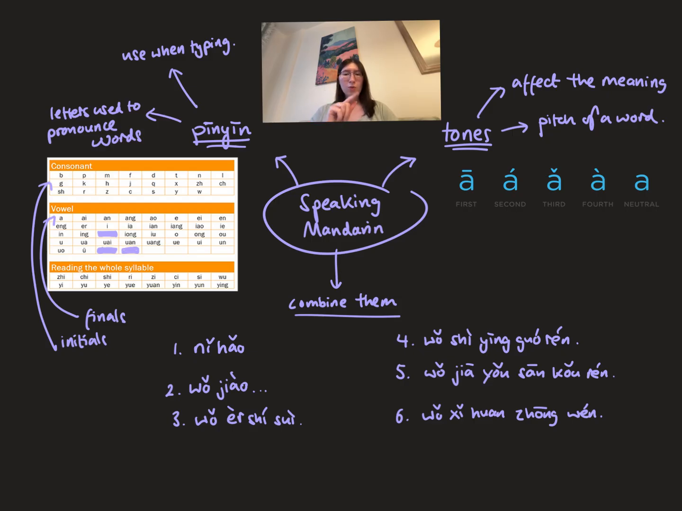Number two, 我叫. So here, 我 is the third tone. But if I'm speaking quickly, I'm not going to do the full down-up. I'm going to stay low to make it faster and more natural. 我叫, I. 叫 means called.